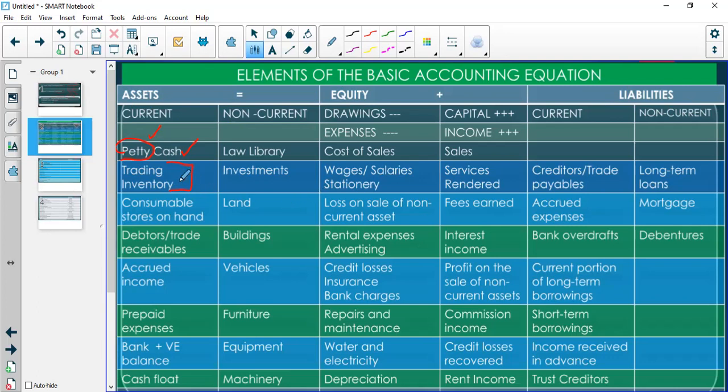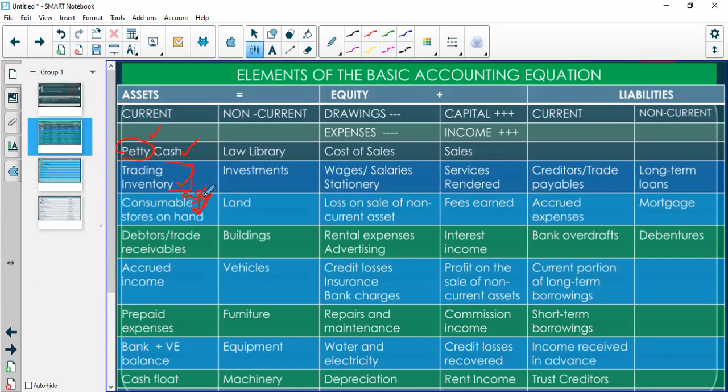That's inventory. So when you go through a transaction, you should be able to know if we buy something, what's the purpose? Because if we buy to use it, then it's not going to be inventory. But if we buy to sell, then that's going to be trading inventory. Then we have consumable stores on hand. Now, consumable stores on hand, I'll give you an example. Like at Pick n Pay, like KFC, they have those cups, you know.